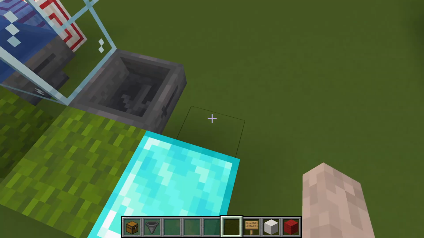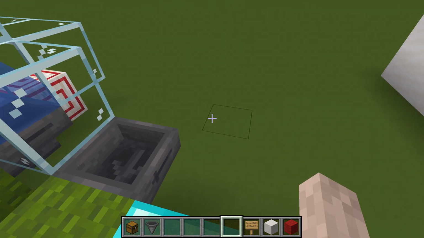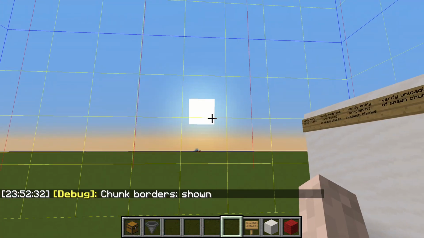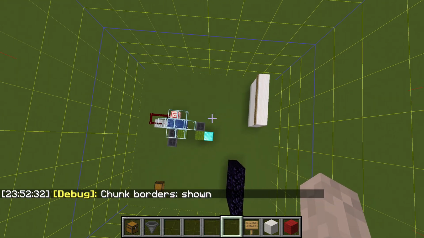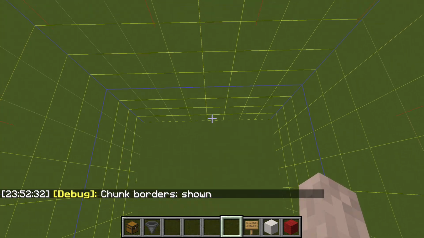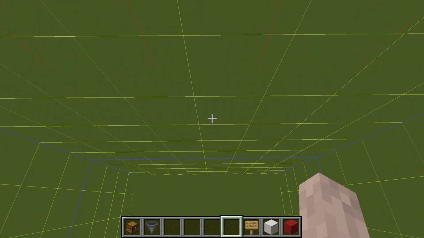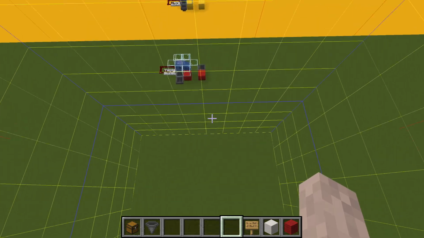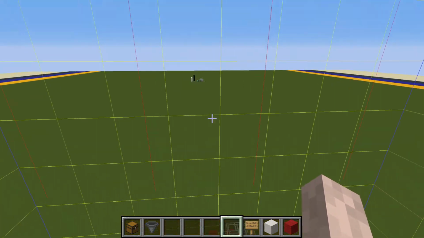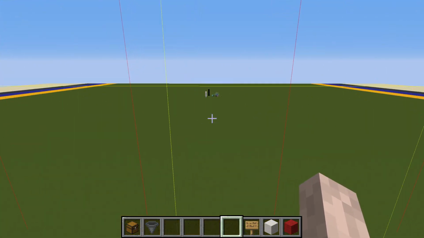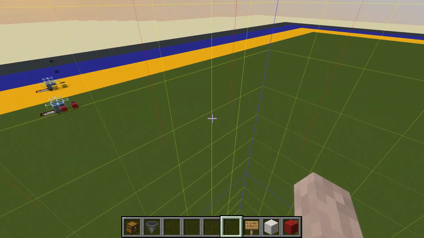And the yellow layer should be 10 chunks away from where we are now. So let's set this one up and do some counting. 1, 2, 3, 4, 5, 6, 7, 8, 9, and this is the 10th. So that is, according to the wiki, how the spawn chunks should be in 1.16.